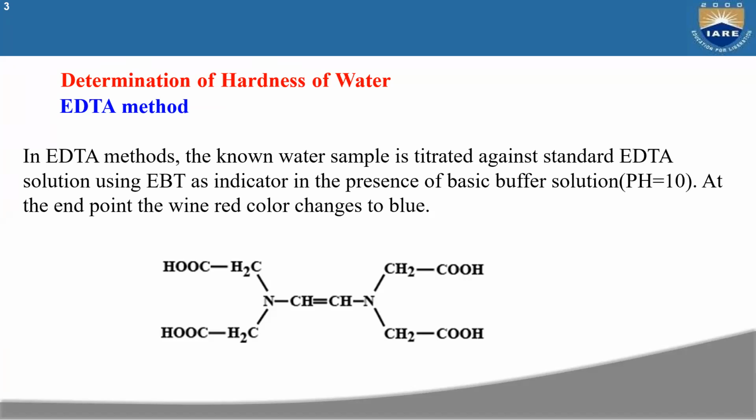What is the chemical formula of ammonium hydroxide and ammonium chloride? Ammonium hydroxide is NH4OH, and ammonium chloride is NH4Cl. So these chemicals we can take as the basic buffer solution.